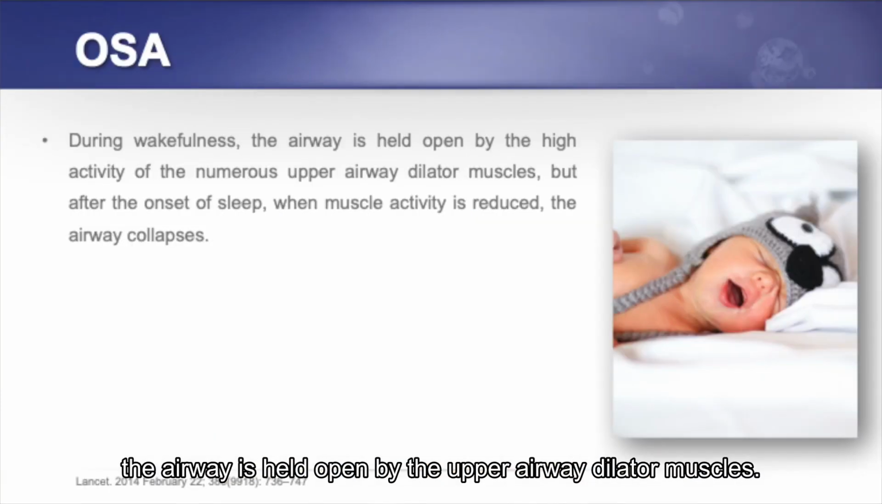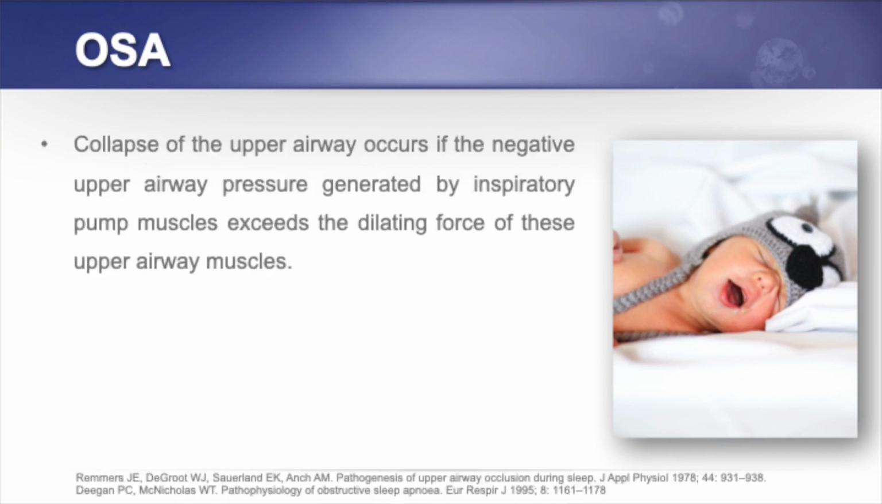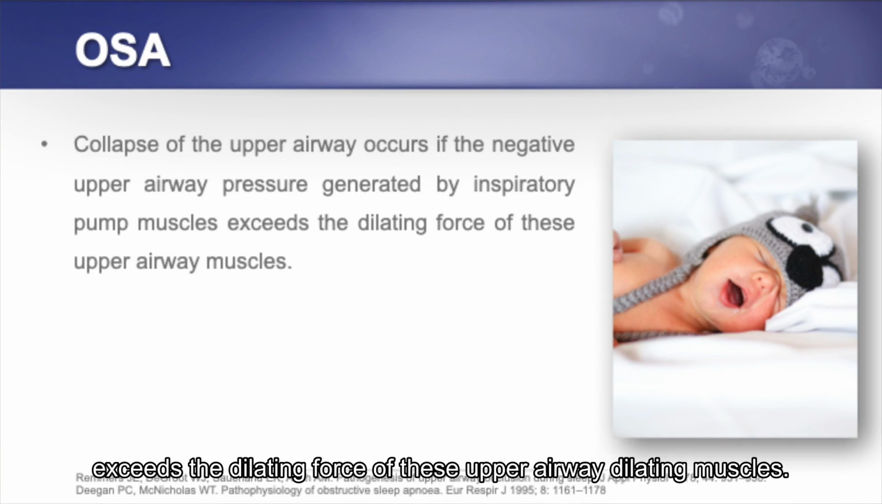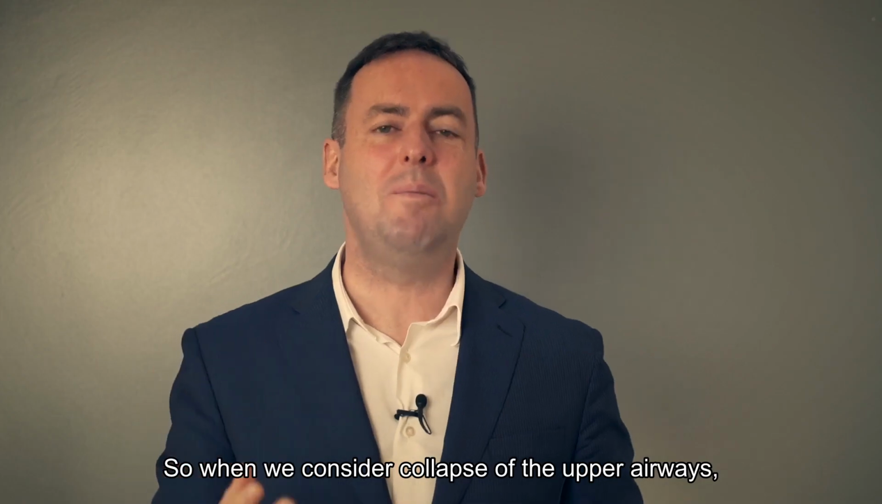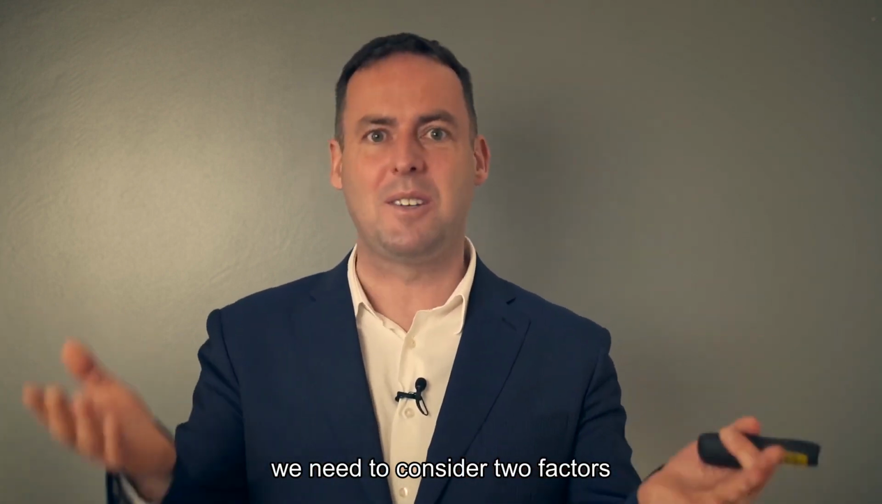During wakefulness, the airway is held open by the upper airway dilator muscles. But after the onset of sleep, when the muscle activity is reduced, the airway can be liable to collapse. Collapse of the upper airway occurs if the negative pressure created during breathing exceeds the dilating force of these upper airway dilating muscles. So when we consider collapse of the upper airways, we need to consider two factors.